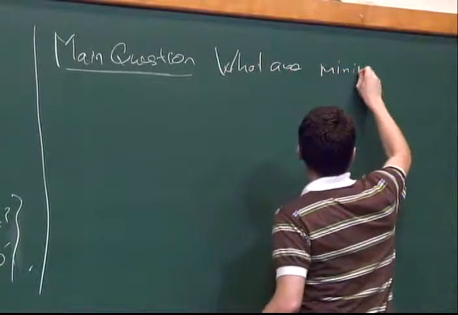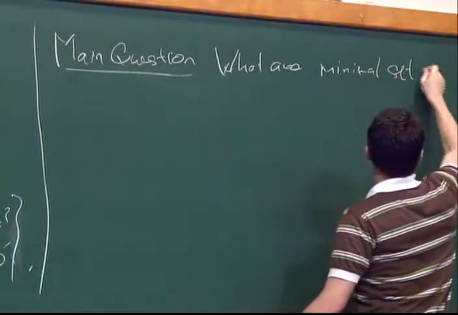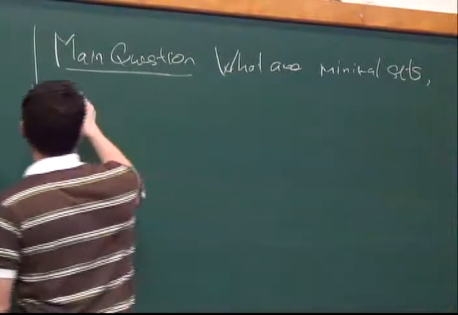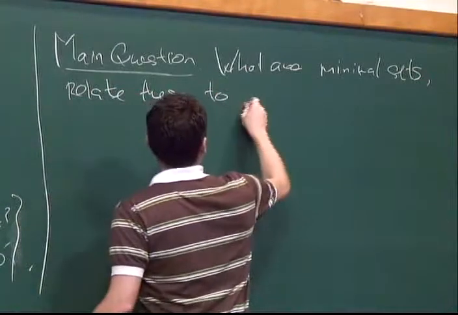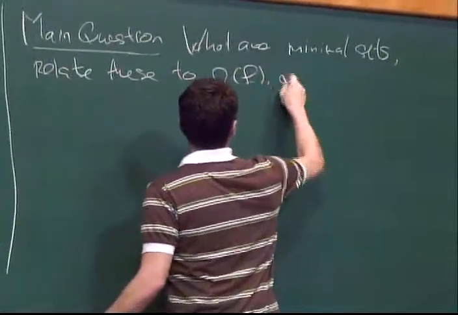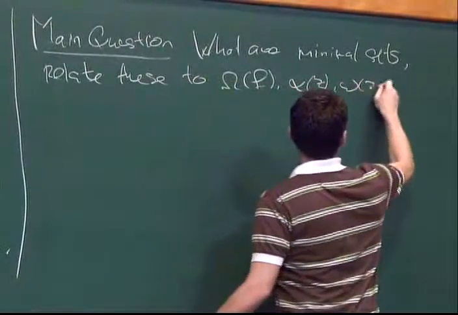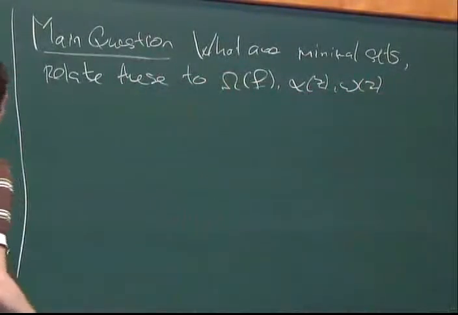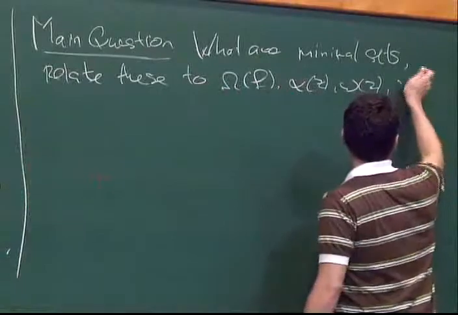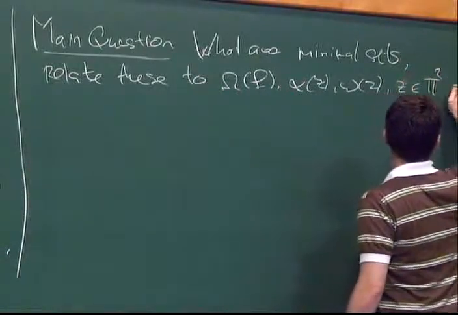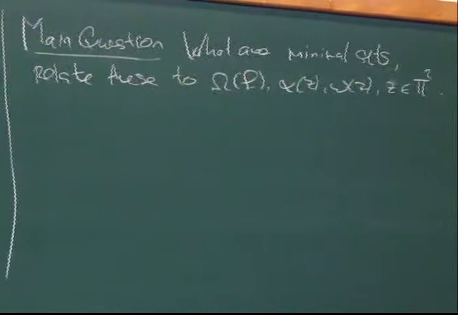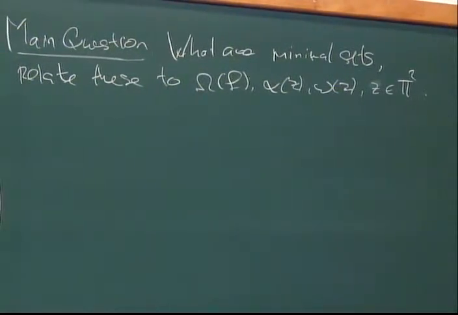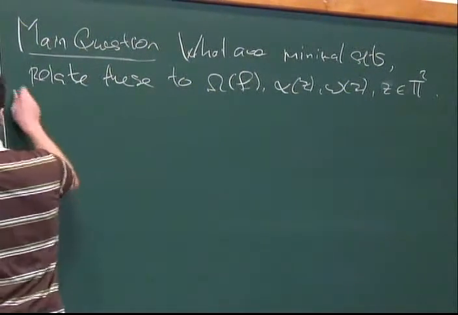Minimal sets. And relate these to the non-wandering set, and the alpha and omega limit sets of individual orbits, points in the torus. Okay, so in order to first give a rough classification, we need a couple of definitions and notation.